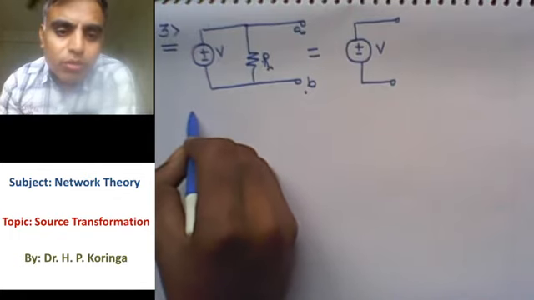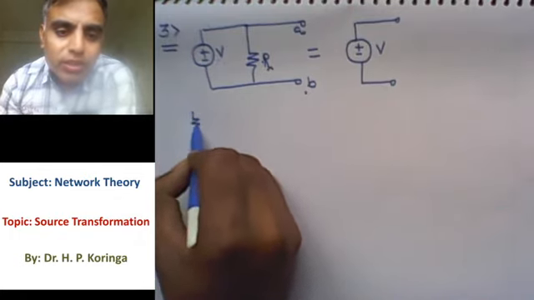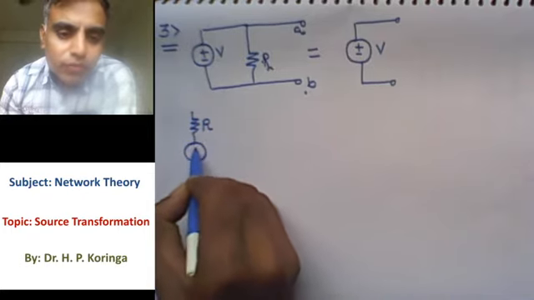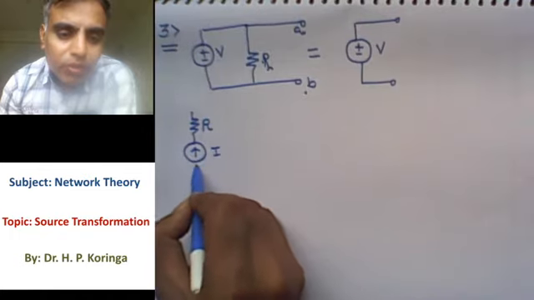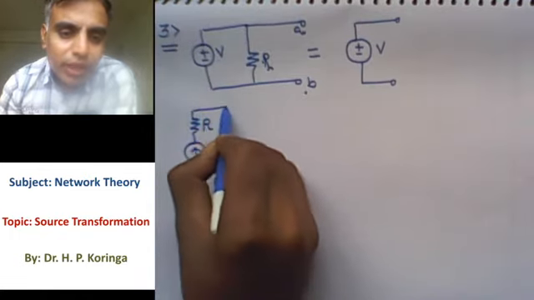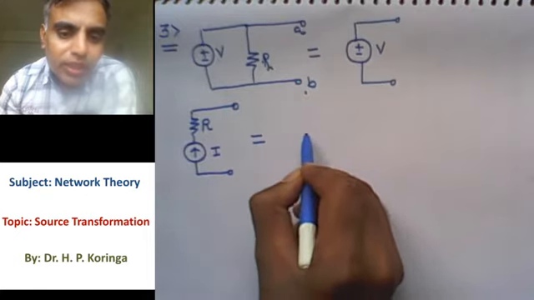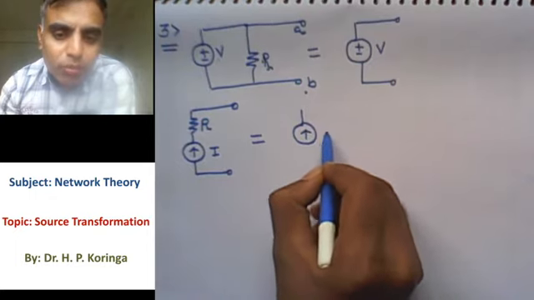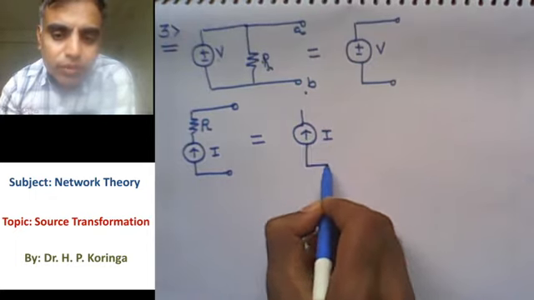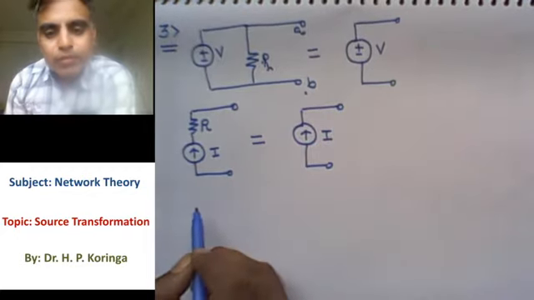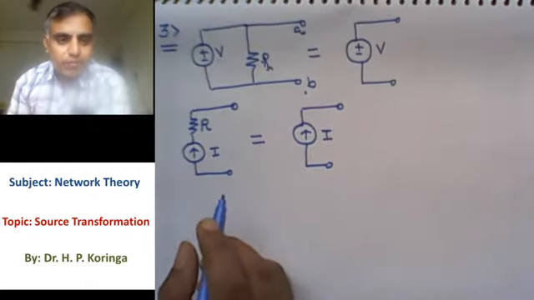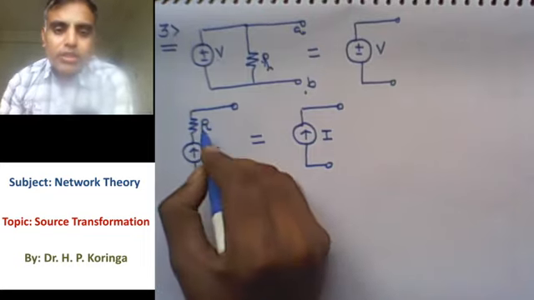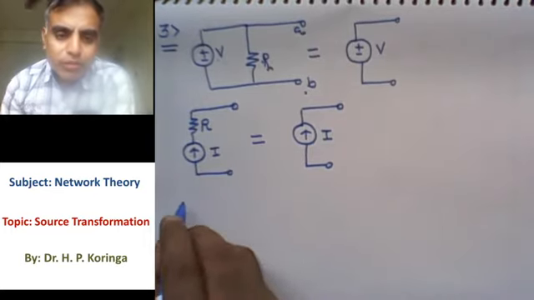Same rules for the current source. If any resistance is connected in series to any current source, then there is no effect of that resistance. Any value of that resistance, if we connect it in series with any current source, then there is no effect of this resistance, so we can remove that resistance. So both the circuits are the same, right? So we can simplify it by removing the resistance. There is no effect of this resistance on performance.